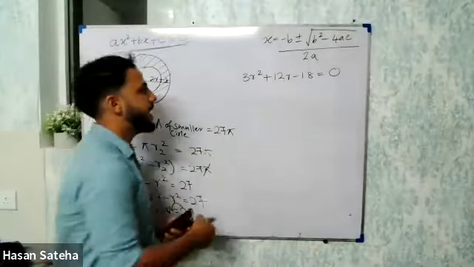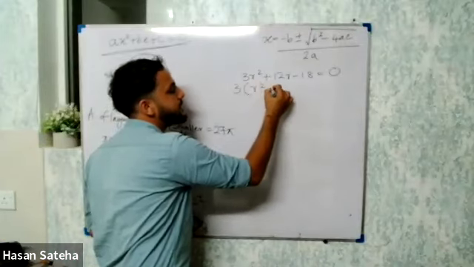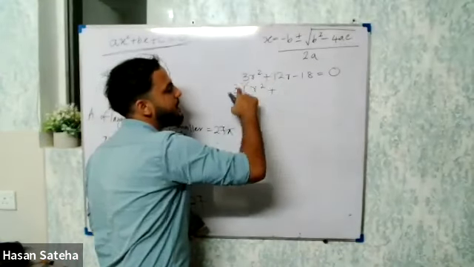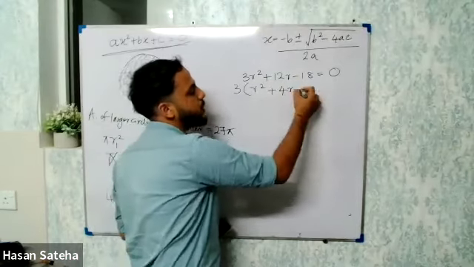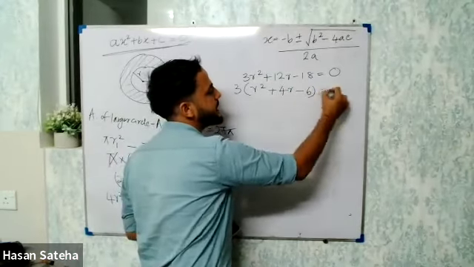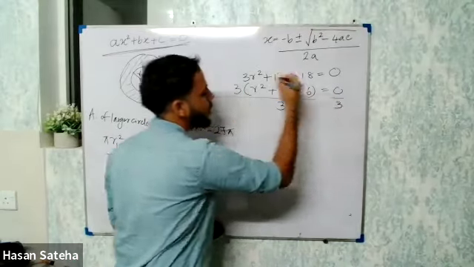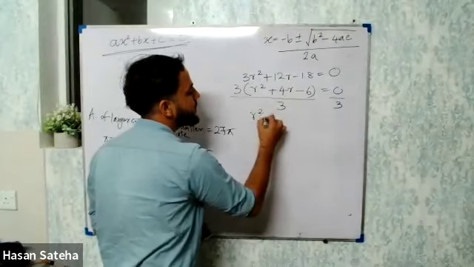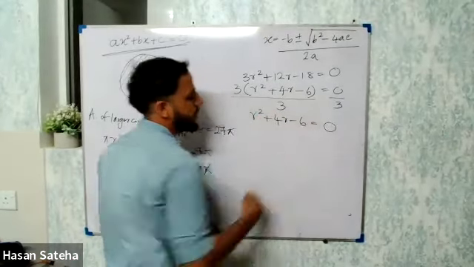Good. That is 3 there. So if you take 3 as a common factor, you have r squared. See here? 3 into what will give you 12? 3 into 4r. 3 into what will give you 18? Minus 6. That is equal to 0. Now get rid of this 3 here. Divide by 3 on both the sides. Now you have r squared plus 4r minus 6 is equal to 0.